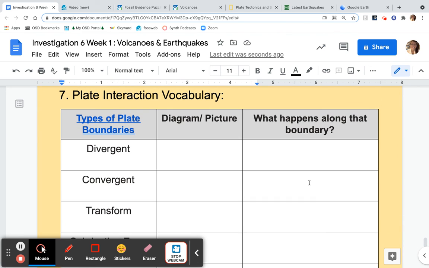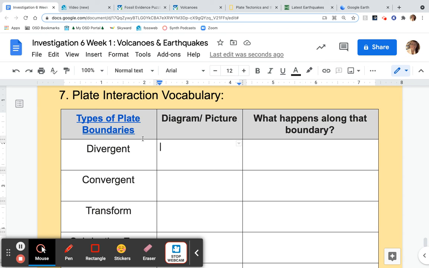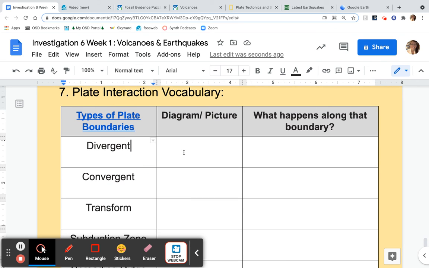Okay, this is our final step we're going to need to finish in our notebook. And it's different types of plate boundaries. So you can show me with your hands, and I actually didn't have people put in the diagrams because we were running out of time. But what happens on a divergent plate boundary? The plates are spreading apart. They're moving apart. So the plates move apart.